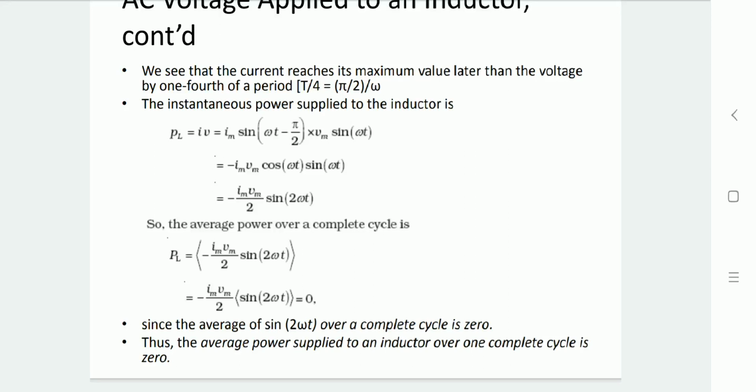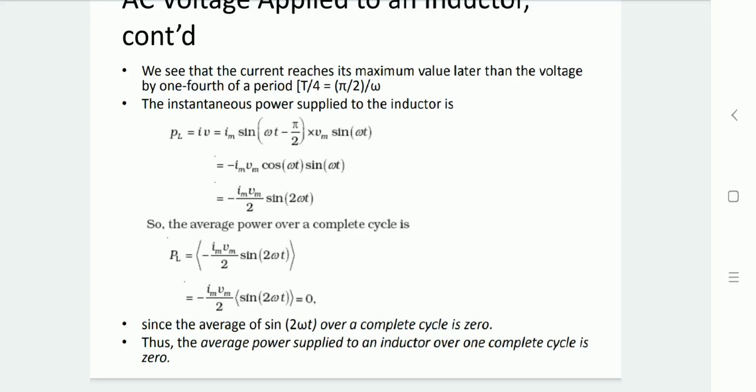Now we want to determine its power. So P equals I into V. Put the value of current which I have determined, I equals Im sin omega t minus pi by 2, and V as the given supply voltage, Vm sin omega t.